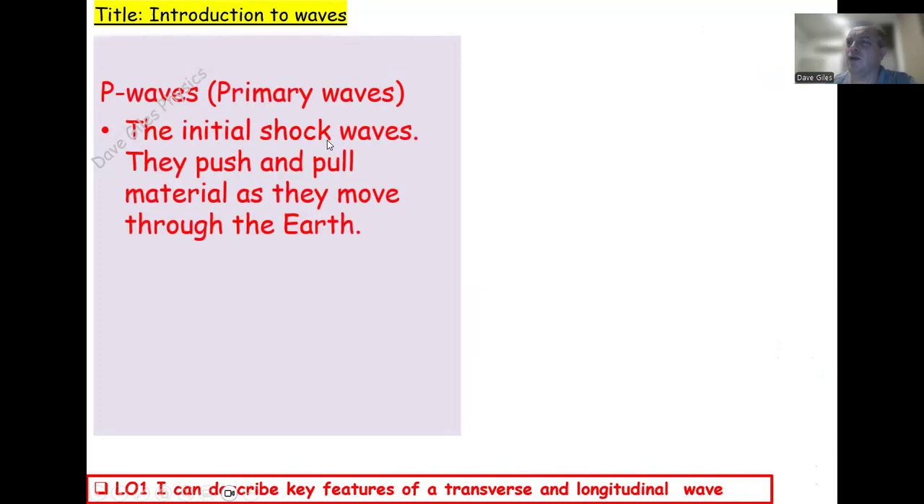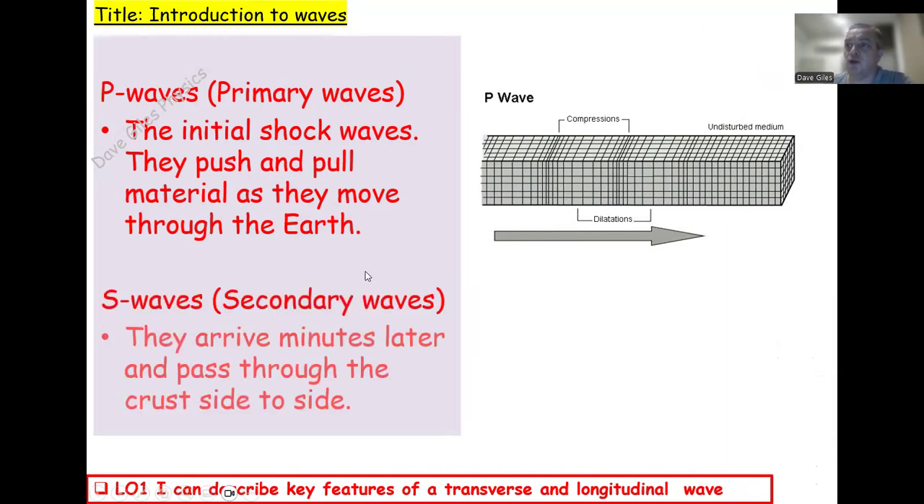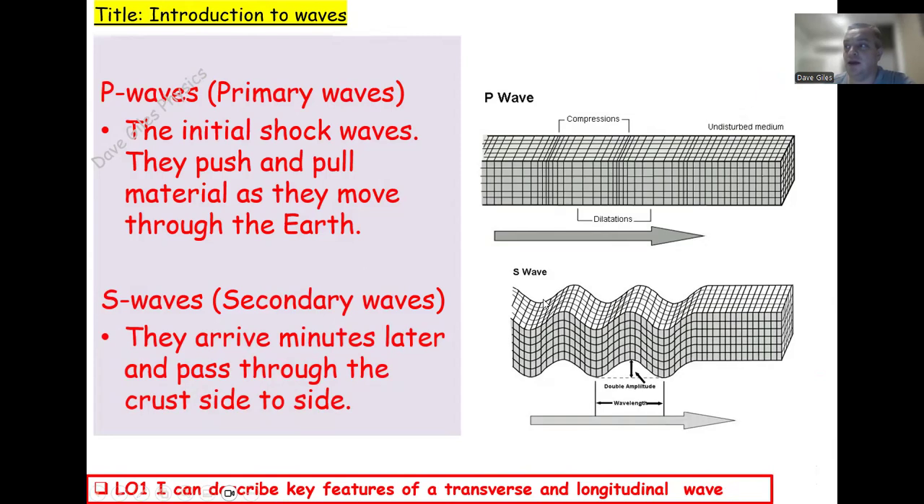So P waves, the initial shock waves, they push and pull material as they move through Earth. So here you can see the direction of propagation is the same as the direction of the particle movement. So this here is a longitudinal wave. Whereas the secondary waves, they arrive minutes later and pass through the crust side to side. You can see here we have a transverse wave.